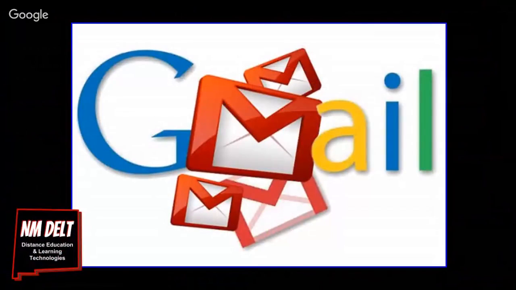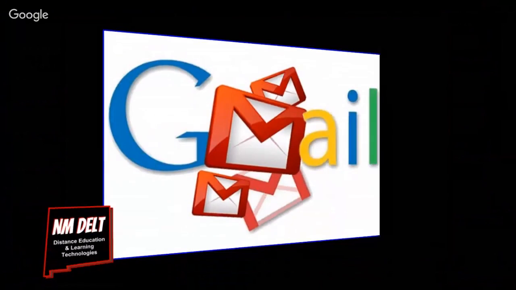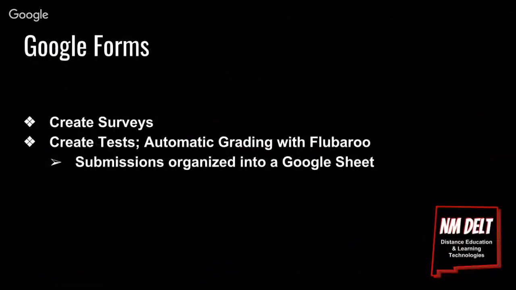Gmail, this is just good old-fashioned email. Your nmdelt.org email is going to go through Gmail. You can set it up on your phone through the free Gmail app in the Play Store. You can also access it through the browser. I do recommend Google Chrome browser, whether you're working on a computer, a tablet, or a cell phone. These Google products tend to communicate the best and respond the quickest through the Google Chrome browser.